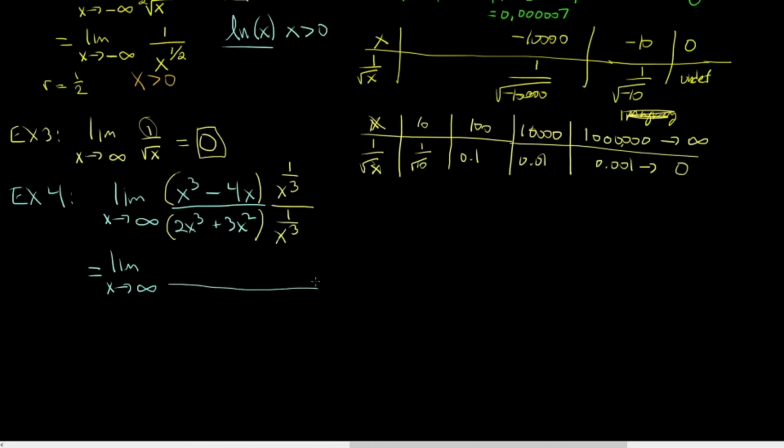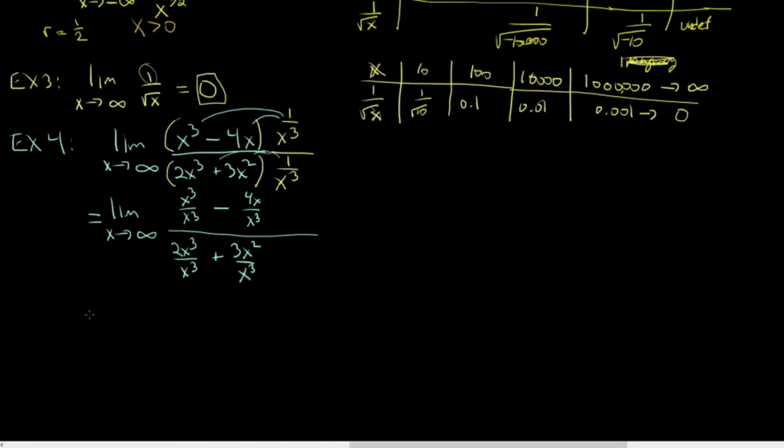So now what's our fraction going to look like here? If I distribute this, x cubed, well, okay, let me write it out. x cubed divided by x cubed minus 4x divided by x cubed. And then do the same thing in the denominator. When you distribute this, you get 2x cubed divided by x cubed plus 3x squared divided by x cubed. So that's just expanding all this out, distributing what's on the outside here. Okay, so our next step is to simplify all this. Obviously, x cubed divided by x cubed, that's just 1.